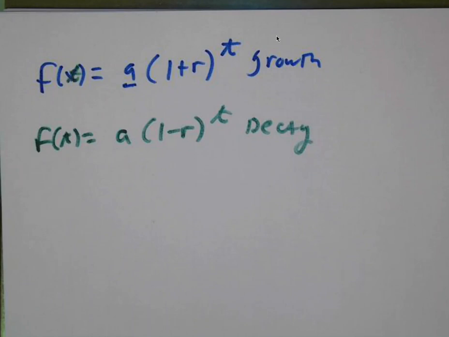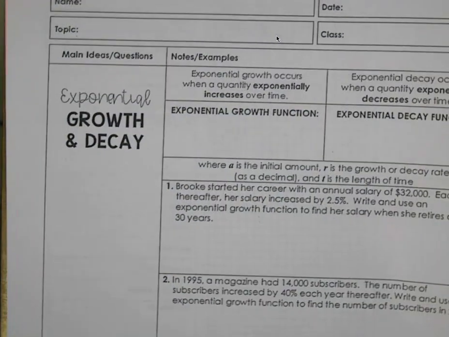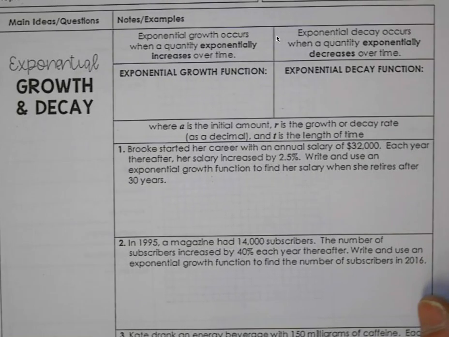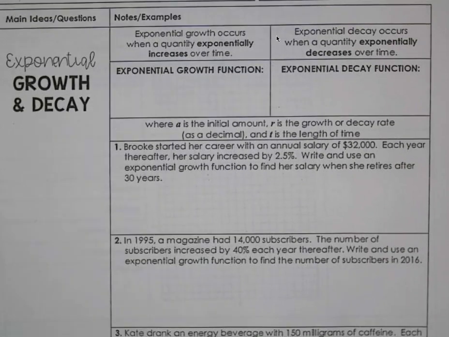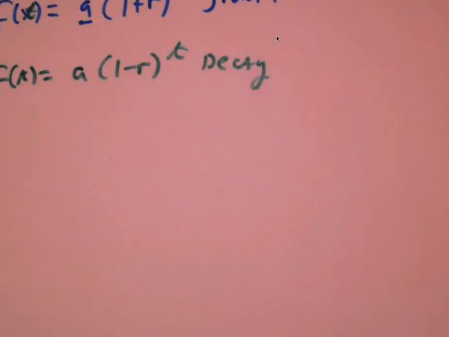If you look at, probably problem number one, something like this right here, where it says Brooke started her career with an annual salary of 32,000. Each year thereafter, the salary increased 2.5% in an exponential growth function, and then find her salary when she retires after 30 years. I'm going to be doing the odds so you can follow along in the book, or in your packet.